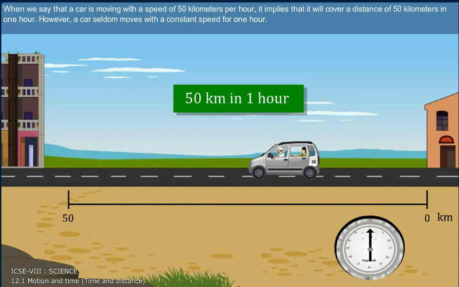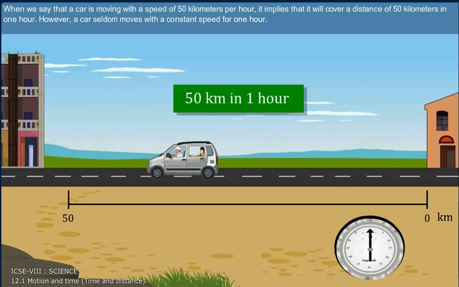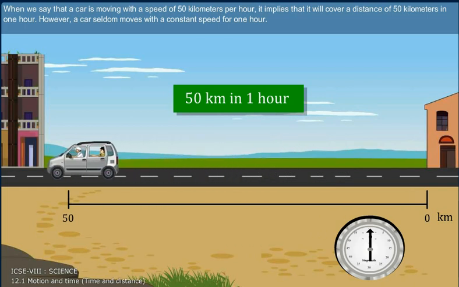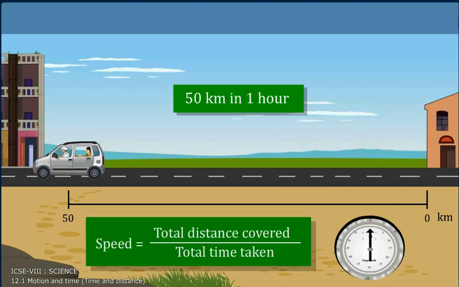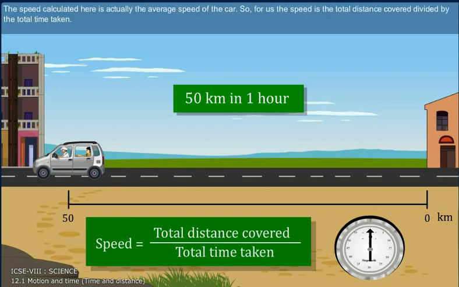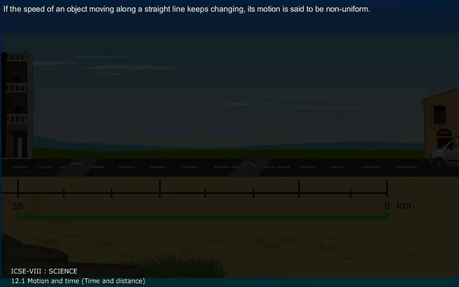When we say that a car is moving with a speed of 50 km per hour, it implies that it will cover a distance of 50 kilometers in 1 hour. However, a car seldom moves with a constant speed for 1 hour. Speed is equal to total distance covered upon total time taken. The speed calculated here is actually the average speed of the car. So, for us, the speed is the total distance covered divided by the total time taken.